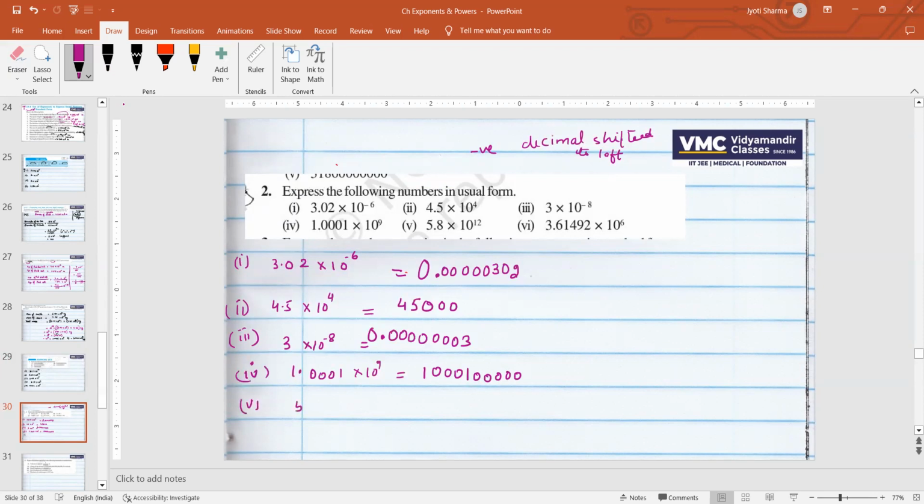The fifth part, 5.8 into 10 to the power 12, so 5, 8. 1 place is of 8, and 11 more. So this is 4, 5, 6, 7, 8, 9, 10, 11 zeros. Sixth part, this is 3.61492 into 10 to the power 6. This is right. 5 are already there. One more 0.